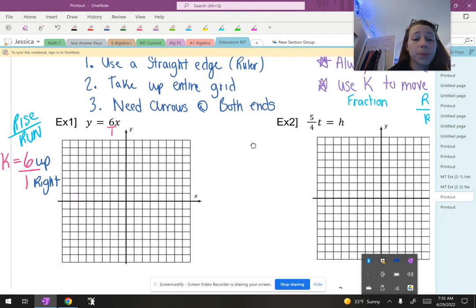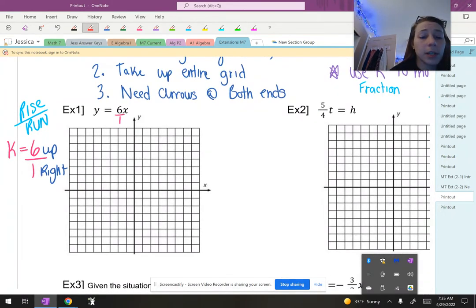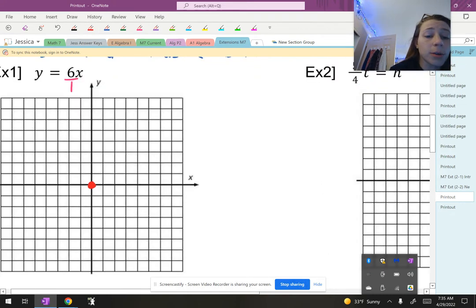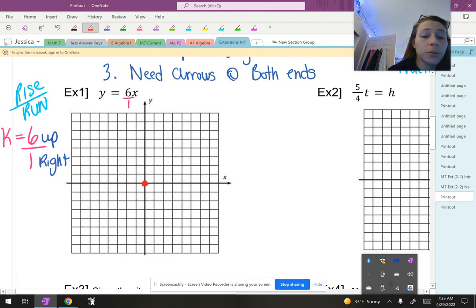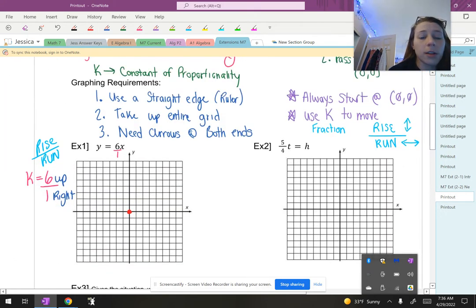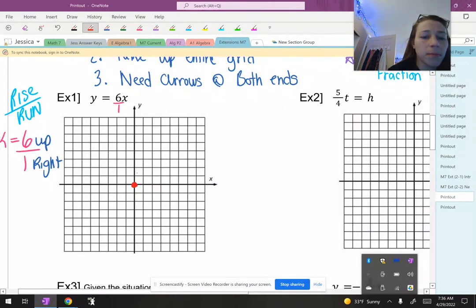All right, so here we go. Starting at 0, 0. That's the first point I'm plotting. So now my slope is telling me to go up 6. So I'm going to move up 1, 2, 3, 4, 5, 6. Not putting my point there yet because I'm not done. I haven't moved right at all. I need to go up 6 and then right 1 before I can plot my next point.